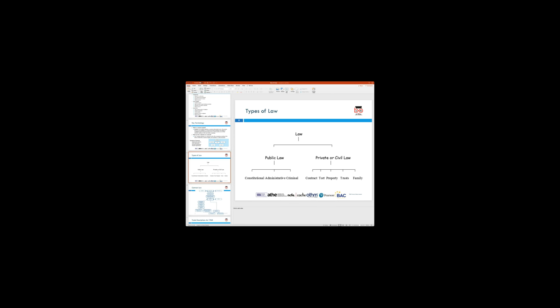Now, when we talk about private law and when we talk about civil law, there are again different types here. So you have contract, you have tort, which is what we are going to refer to today. Then there is property, there is trusts, and there is family. And then you also have immigration and a couple of others, divorce law and things like that, which also fall into some of the further subdivisions of what is called the civil law.